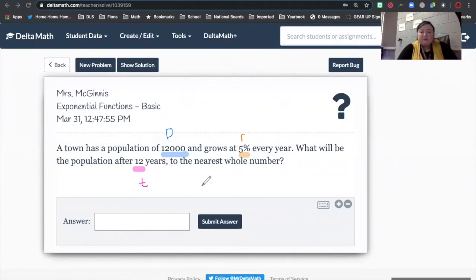So again, 12,000 is our principal, that's what we started with. 5% is our rate. Now we do need to recognize how to write 5% as a decimal, because we're not going to write 5, we're going to write 0.05. If you move the decimal place twice, or think about percent being out of 100, 5 divided by 100 is 0.05. Those are the values that we need in order to solve this problem.